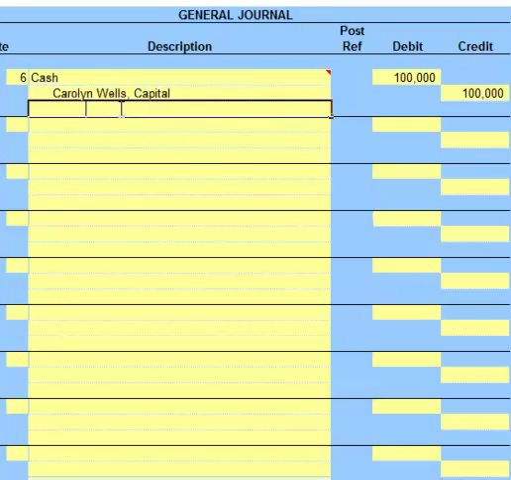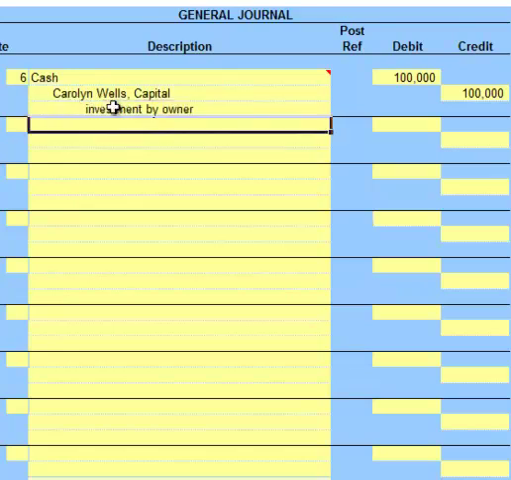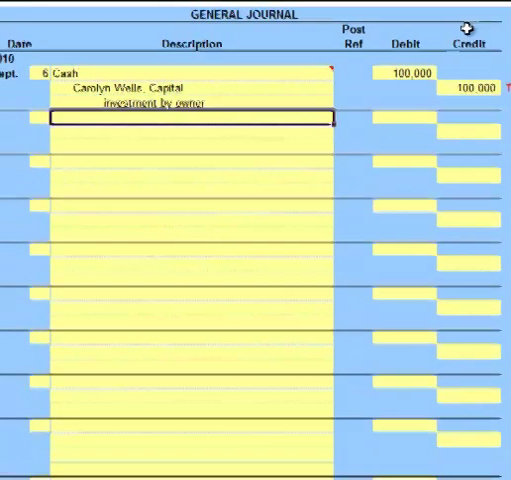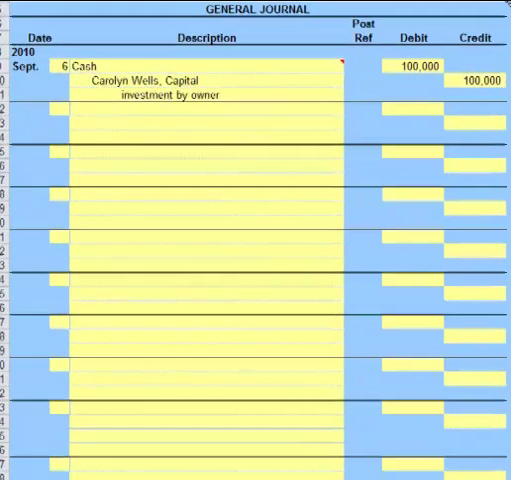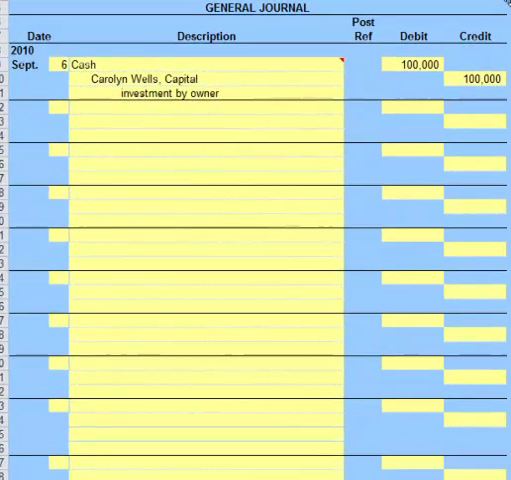And usually here, if there's any check numbers, invoice numbers, or anything of that nature, I include that. If not, just a little description of what the transaction entailed. And I'm just going to say investment by owner. Okay, that's our first transaction in the journal.